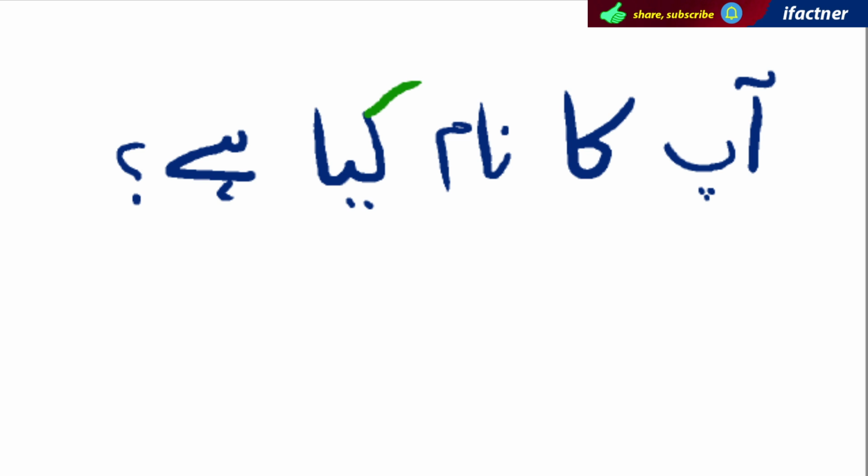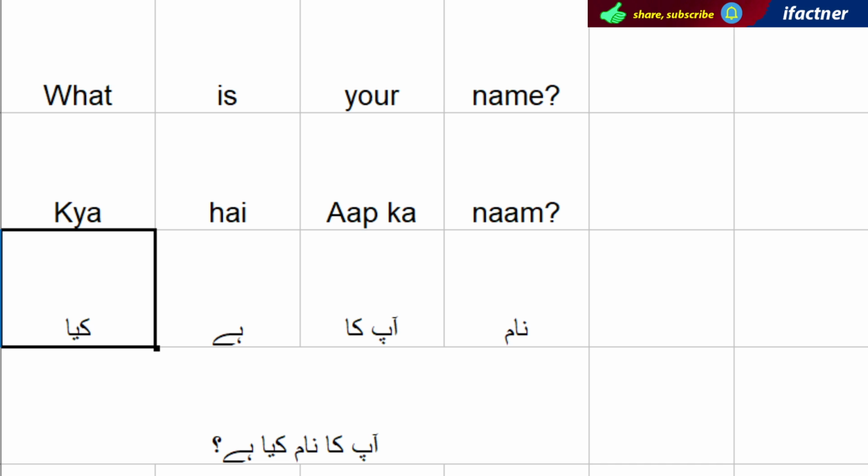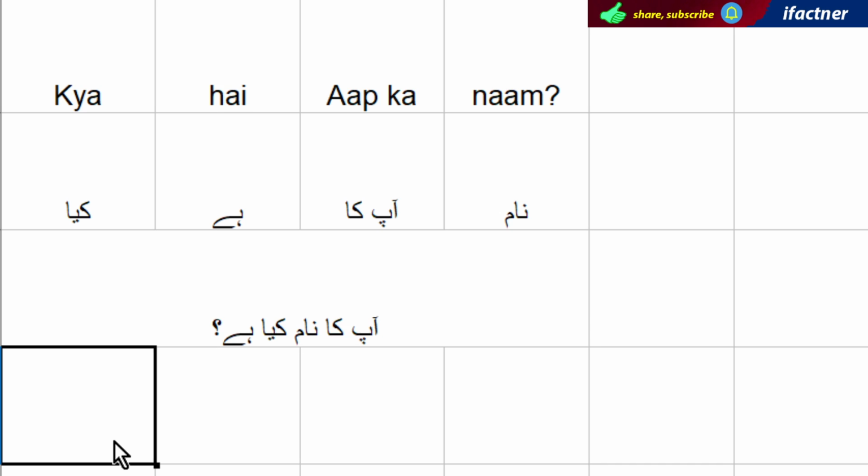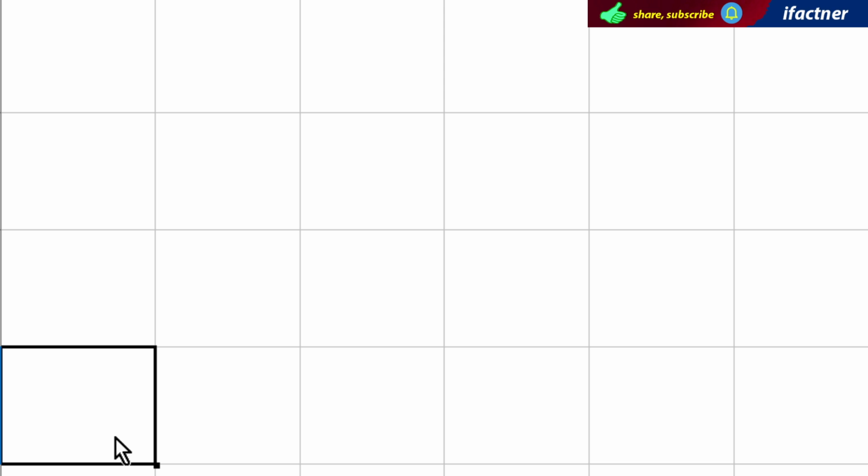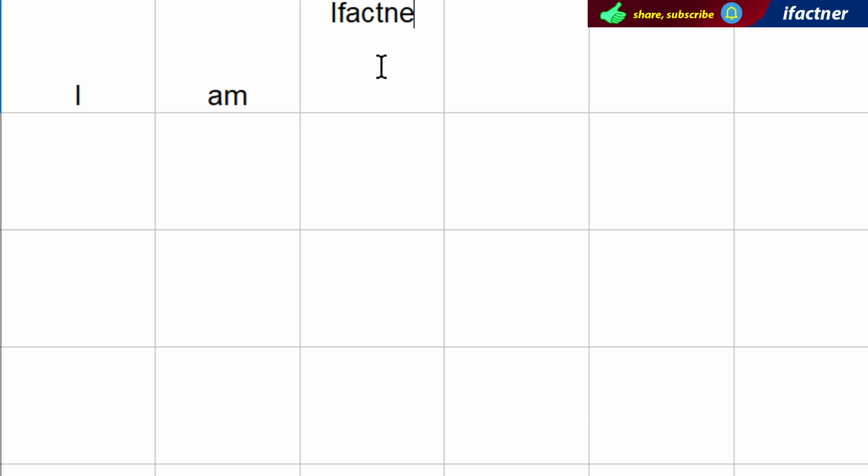So now if someone asks us, what is your name? Then we say, I am dash, let's suppose, or my name is dash. So let's say we want to say, I am ifactner. So in English, we will write I am ifactner, or whatever your name is, you can say it.